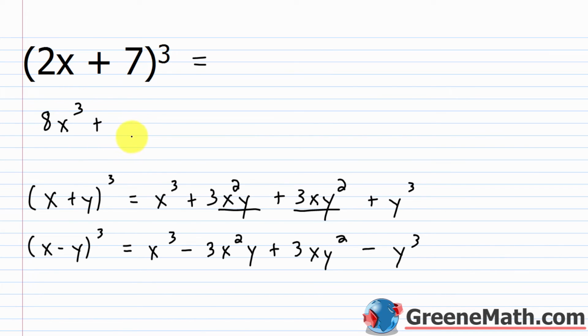I'll put plus. I'll have two terms in the middle here. And then the last term will be 7 cubed. So 7 cubed is 343. Now, what goes in the two middle terms? Again, you think about the exponent 3.